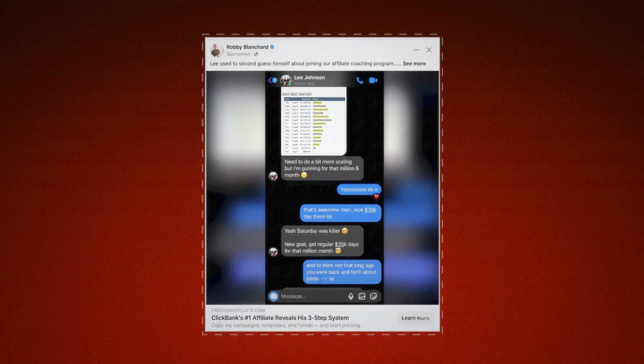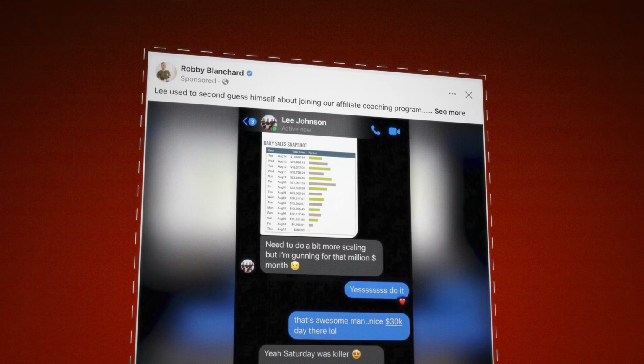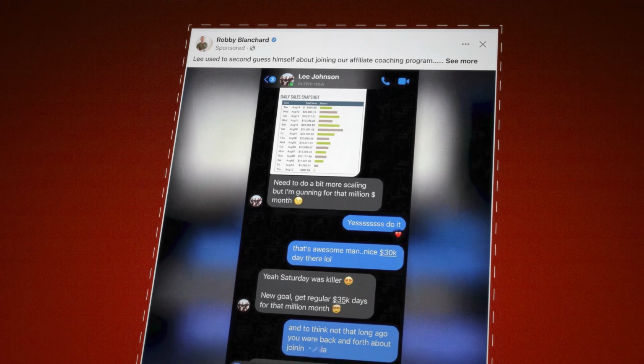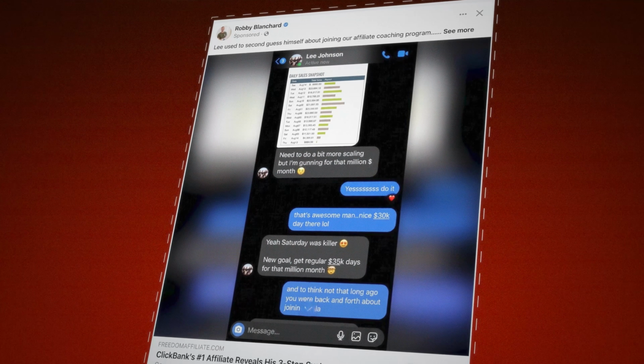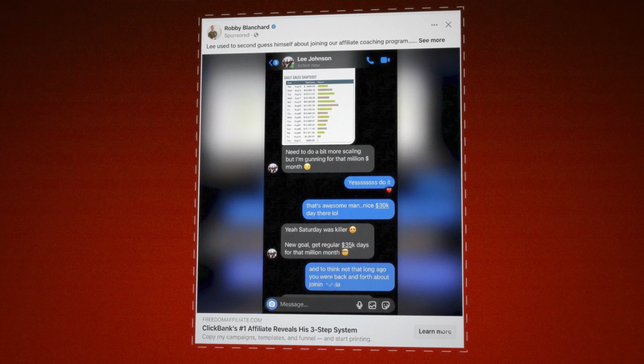This is a ClickBank affiliate ad built entirely around a screenshot of an iMessage thread with the founder showing daily sales numbers, casual back and forth, no design graphics, and the headline above it, "ClickBank's #1 affiliate reveals his 3-step system." That was the entire ad. It works because it reads as a real conversation, not a design testimonial. By the time the viewer realizes they're being sold to, they've already read the proof.